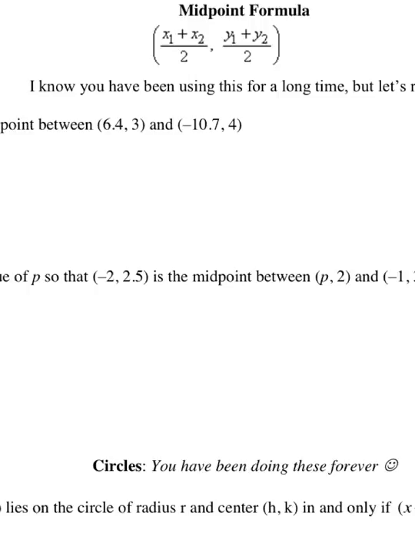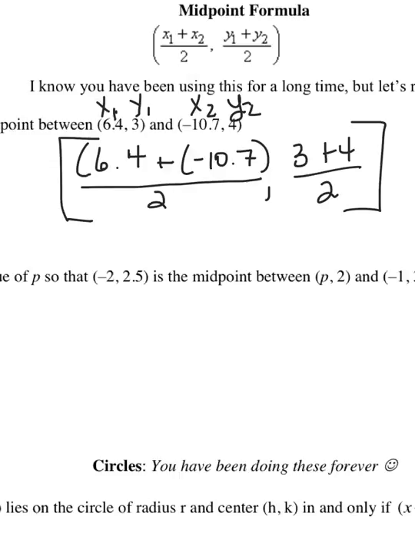All right, the next formula we're going to look at is the midpoint formula. I know you've been using these for a long time, but let's review. All right, say we have a midpoint between 6.43 and negative 10.74. And we want to find out what the coordinate is for that midpoint. Well, we can use our midpoint formula.